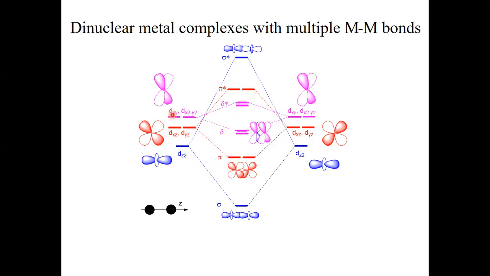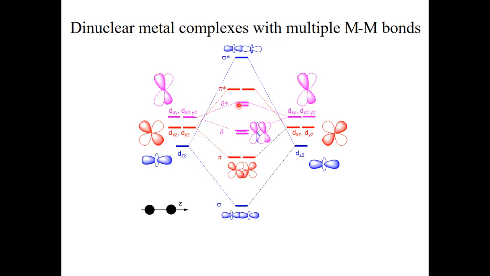Then we also have the dxy and the dx squared minus y squared. They can interact in a delta fashion with another dxy and another dx squared minus y squared. The dxy would interact with the dxy to make a bonding and an antibonding delta orbital, and the dx squared minus y squared will interact with another dx squared minus y squared to make another bonding and another antibonding molecular orbital.